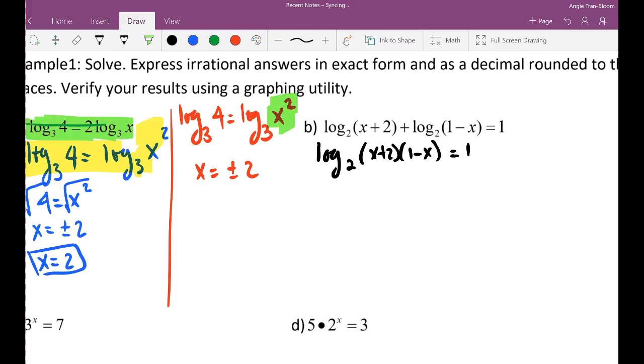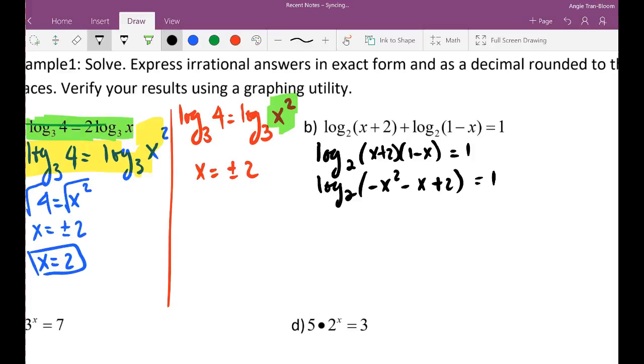Paige, what's your simplest form, dear? Negative x squared minus x plus 2. You guys agree with that? No? Yes? I don't know. Yeah. Yes. Are you sure? Because I have a no. Okay. Now, what do you want to do? Remember, we're solving for x.